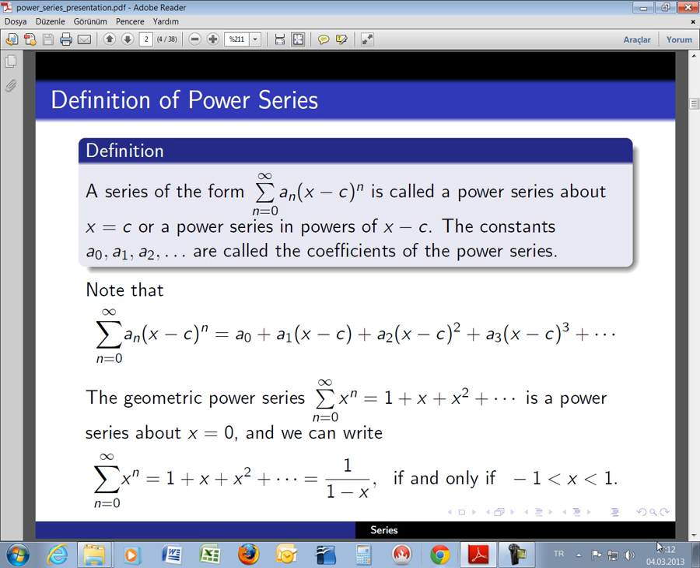One of the basic examples of those series is the geometric power series sigma 0 to infinity x to the power n, where we know that a geometric series converges if and only if the absolute value of r is less than 1. Here x stands for r, so we can say that this geometric power series converges if and only if the absolute value of x is less than 1, or if and only if x lies between -1 and +1.